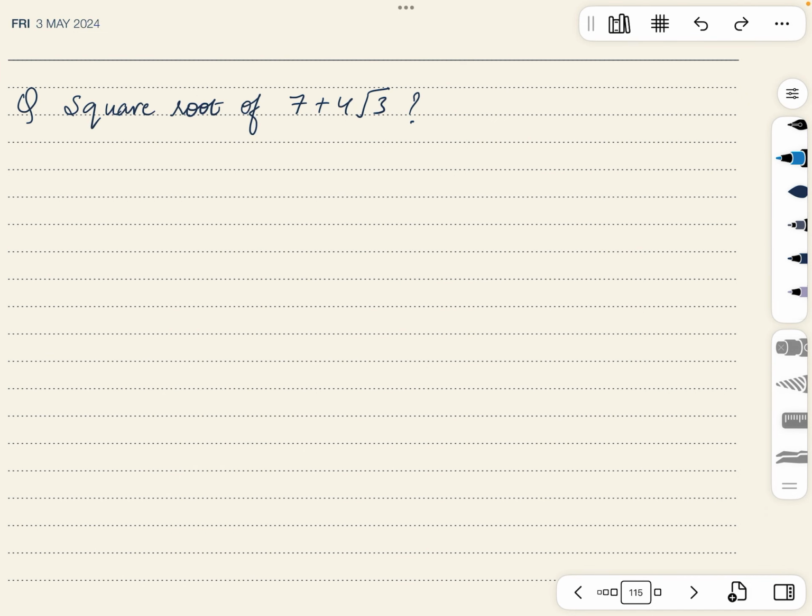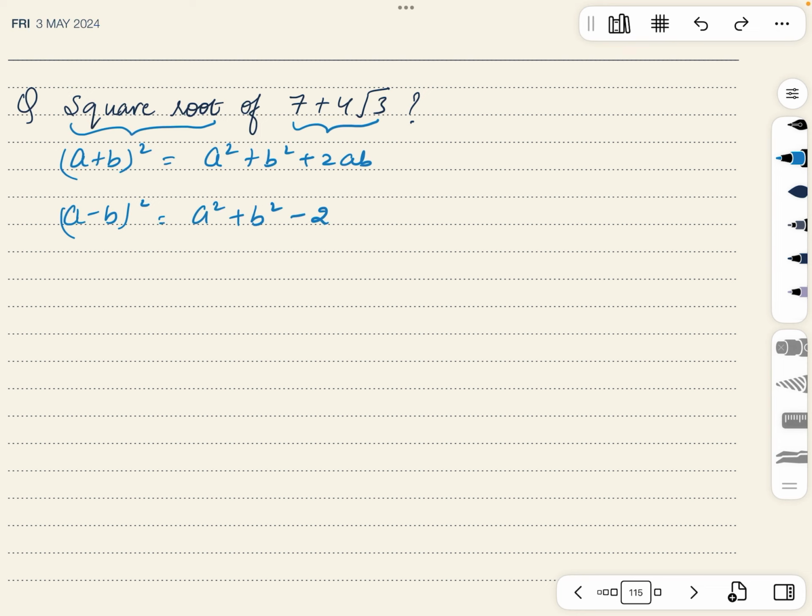Okay, now in this one we have to find out the square root of 7 plus 4 root 3. How do we do so? If I have to find the square root of any number, I need to first write it down in the form of either a plus b whole square or a minus b whole square. A plus b whole square is a square plus b square plus 2ab, and a minus b whole square is a square plus b square minus 2ab. Let's see if I can write this as any one of them.